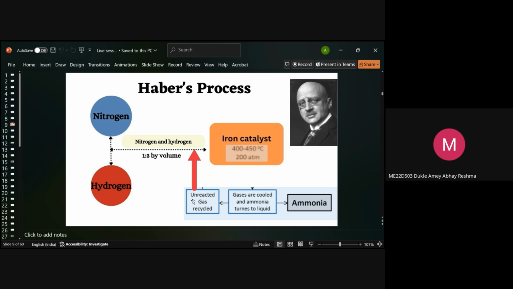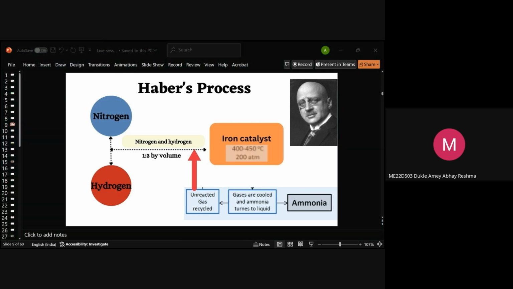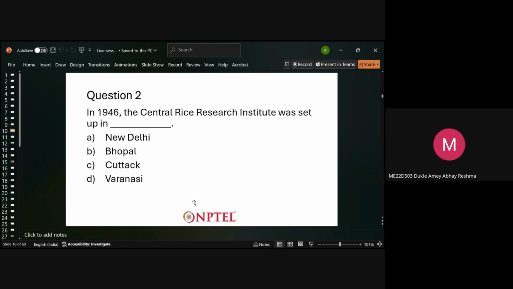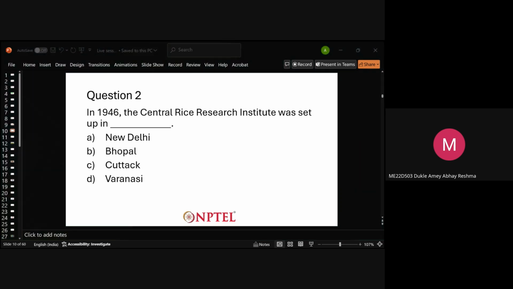I hope this is known to everyone. So we'll move to the next question. This is again a GK kind of question. In 1946, the Central Rice Research Institute was set up in New Delhi, Bhopal, Cuttack, or Varanasi. Okay, so some have said C, Cuttack, some have given Bhopal.